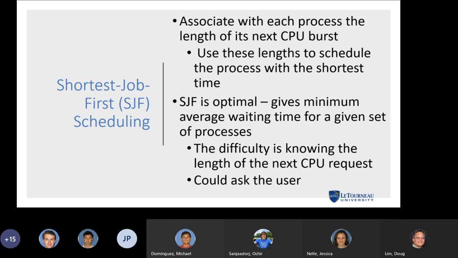One solution is we could ask the user, but oftentimes the user may not necessarily know, or how do we prevent a process from misrepresenting how much time they are going to take.